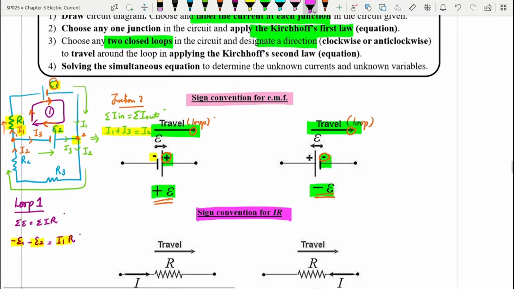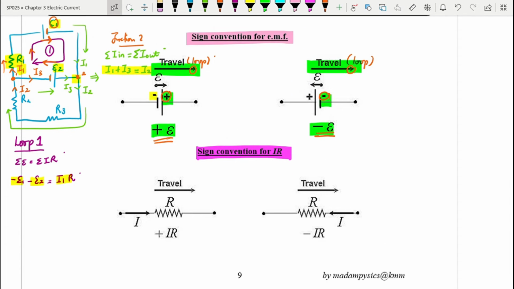Yang ni pula kita tengok direction of current. Direction of current dekat sini, kalau kita perasan, kalau current kita ke kanan, kita punya loop yang kita pilih tadi sama ada clockwise atau anti-clockwise, ni loop pun juga ke kanan, sama dengan current, bermaksud IR kita akan positif. Tetapi kalau loop kita yang kita buat clockwise atau anti-clockwise tu kanan, tapi current yang kita buat tu ke kiri, so terbalik. So apa yang jadi? Dia akan jadi negatif.